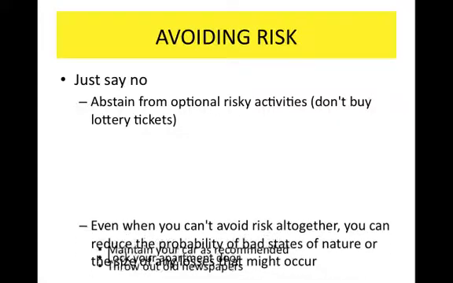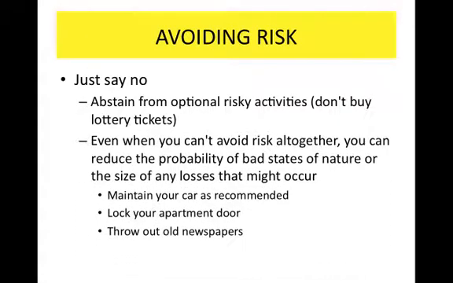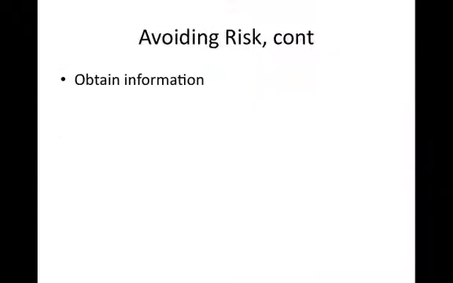But even when you can't avoid risk altogether, you can reduce the probability of bad states of nature or the size of any losses that might occur. For instance, you might not be able to entirely avoid risk, but you might be able to minimize the impact of risk by maintaining your car as recommended, so taking it in for regular servicing, fixing components in your car when they're broken, putting a lock on your apartment door, or doing things like throwing out old newspapers in your house so that you don't have flammable material lying around that might ignite if there's a spark or some kind of open flame.